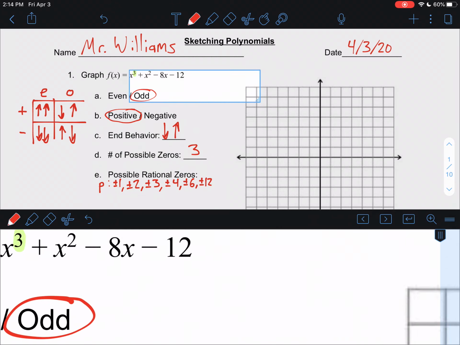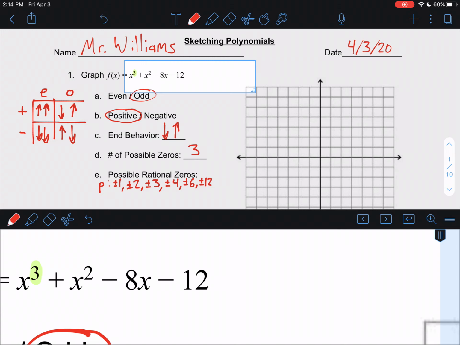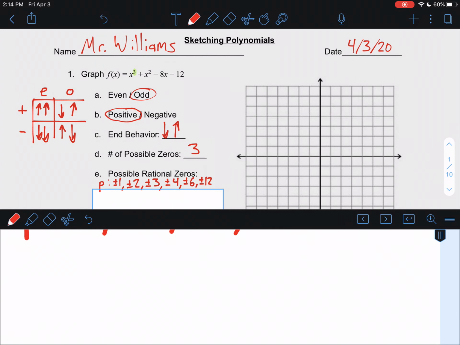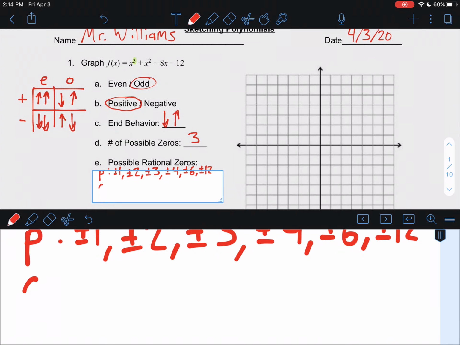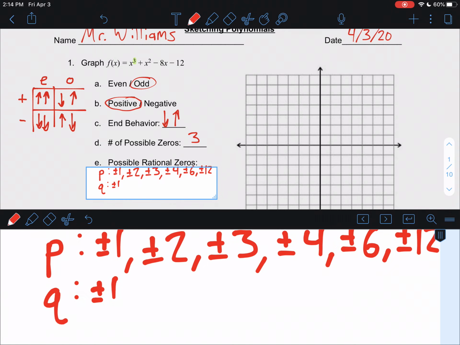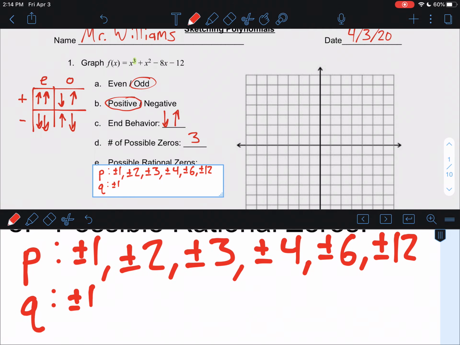And then I have q. Since it's just 1x to the third, that means I'm taking the factors of 1. And the factors of 1 are just positive or negative 1. And then I need to find my possible rational zeros. So the possible rational zeros are going to be p over q.